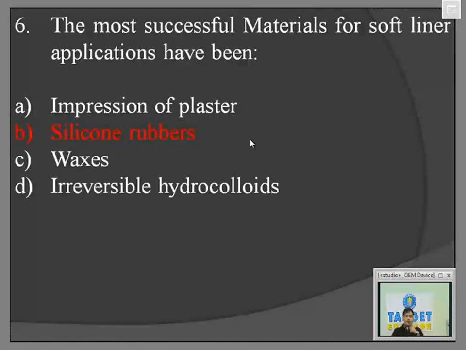Someone has asked why silicone rubbers, impression plaster cannot be used as a soft liner material, even waxes cannot be used as a soft liner material, irreversible hydrocolloids are impression materials. So this is the only logical answer in this question. There is no doubt regarding silicone rubbers as a most successful material because all the others cannot be used as a soft liner material.